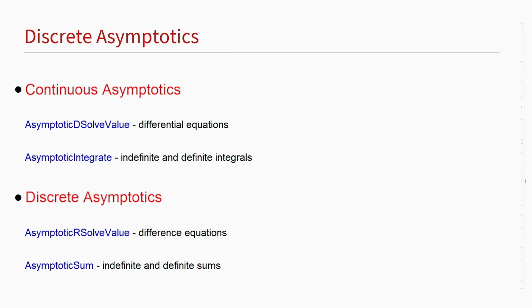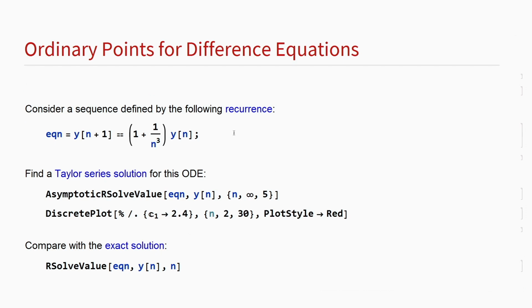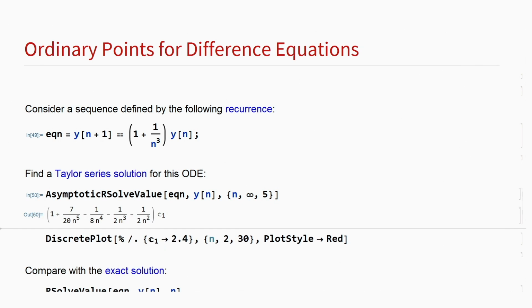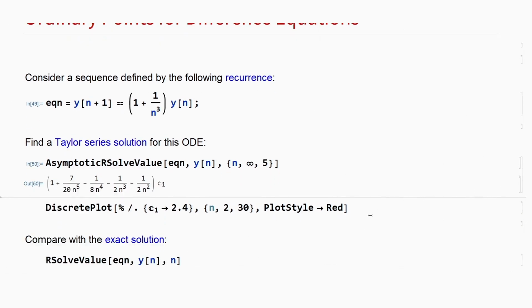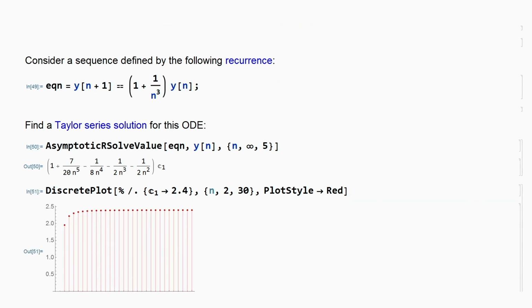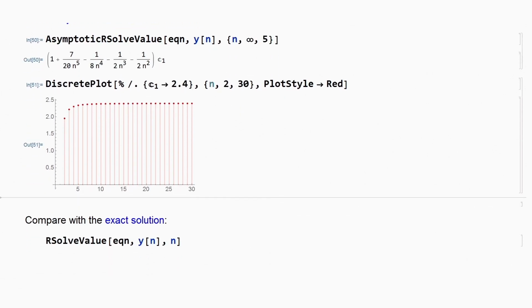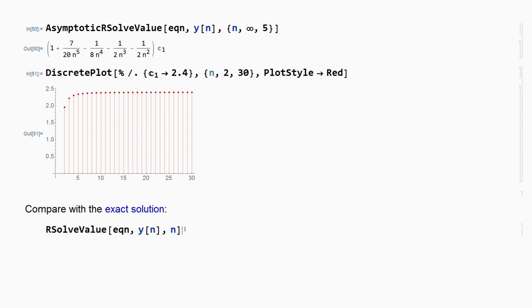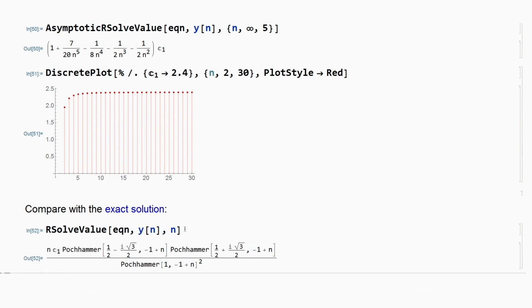So, some simple examples of discrete asymptotics. Let me begin now with asymptotic RSolve value. Here's a difference equation. You can see that the 1 is much larger than the 1 over n cubed. So when you solve it, you get back basically a kind of Taylor series at infinity. You plug in a value for the constant C1, plot it, and just for comparison, look at how beautiful and simple the asymptotic series is, and how difficult the exact solution looks. So that's a dramatic simplification.